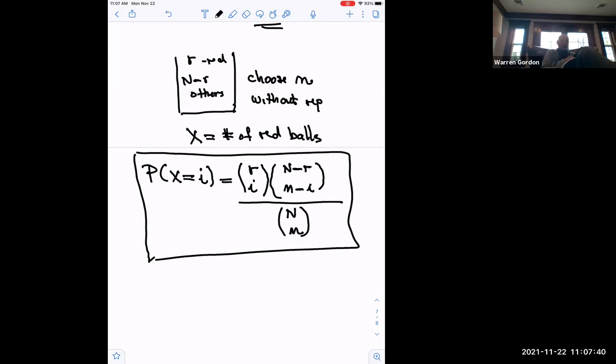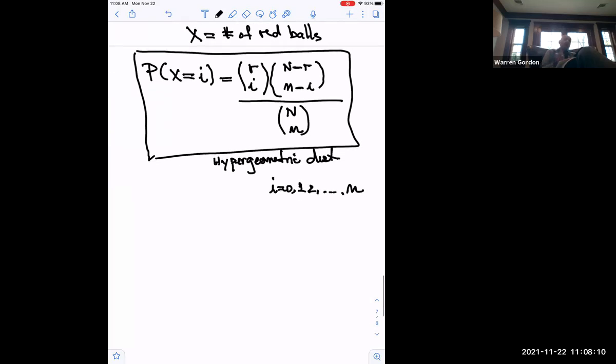But this has a name. I don't know why I got this thing. Maybe it has to do with more advanced mathematics. This is called the hypergeometric distribution. And we notice the sum of the numbers on top always equals the numbers on the bottom. And this makes sense, by the way. i could be 0, 1, 2, up through n.